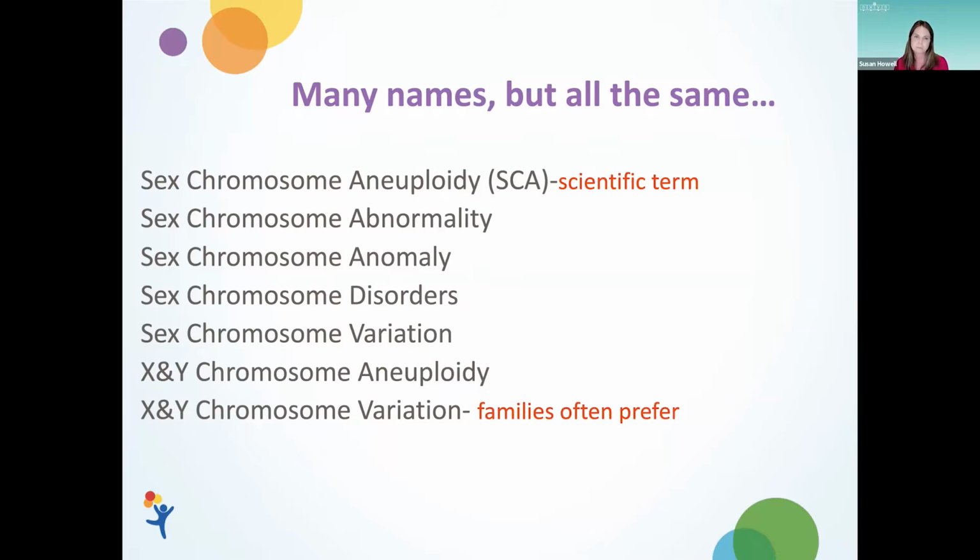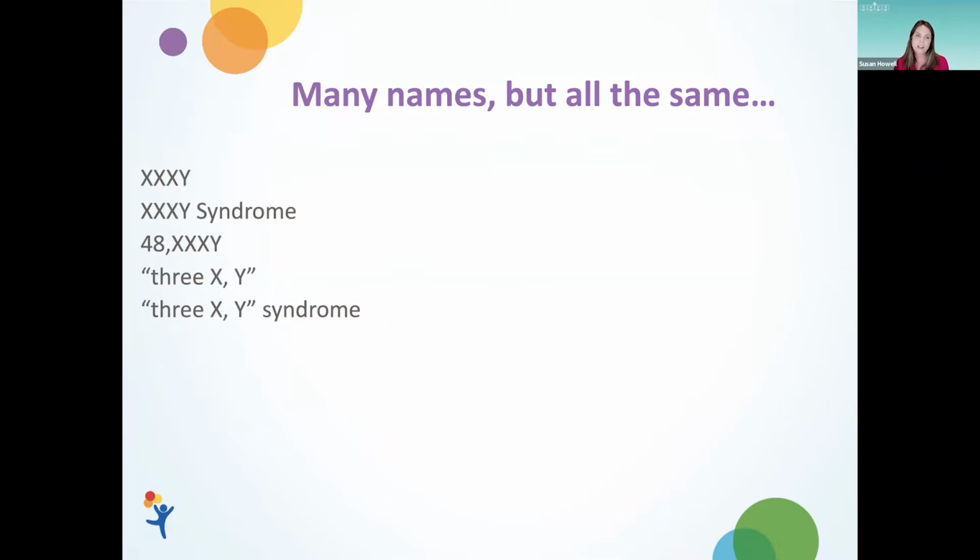And then X chromosome variation is a term that's commonly used by families and often preferred by families that we work with. But when I'm talking about XXXY, a lot of times these X's and Y's get jumbled, right? And so some people will call it XXXY or XXXY syndrome. Some people call it 48 XXXY because that represents the 2 additional chromosomes. I tend to use the term 3XY or 3XY syndrome because I feel like that's a little easier to roll off the tongue.